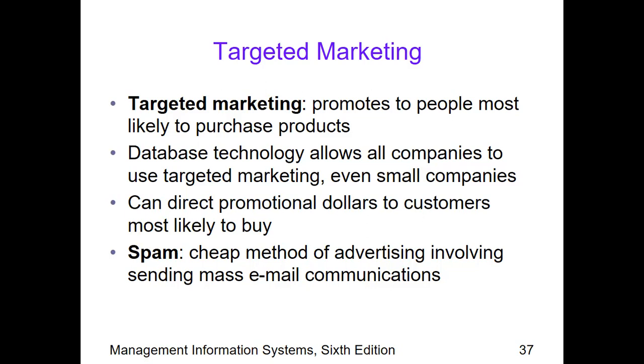Now, spam is a cheap method of advertising involving sending mass email communications, which is unethical because it is disturbing to our customers or consumers. In fact, even in our emails, if we are not the ones initiating and they come from unknown sources, normally they are placed in the spam portion.